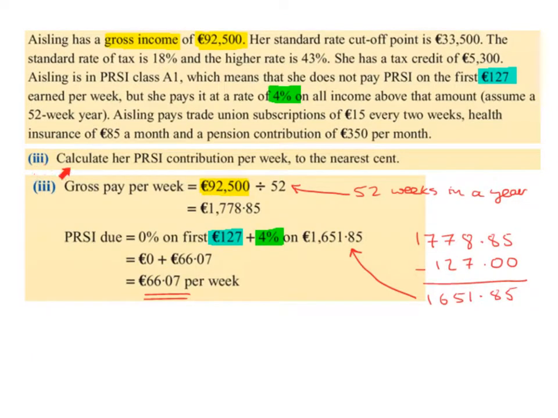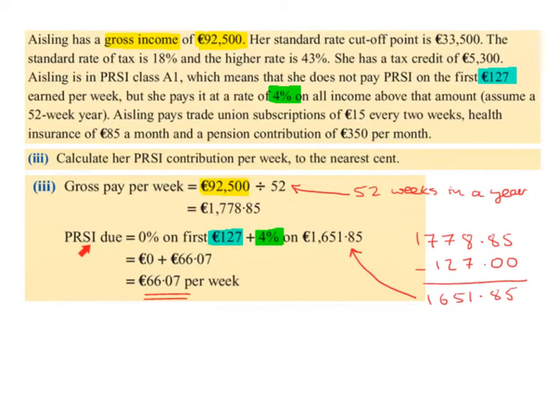Part 3. Calculate her PRSI contribution per week to the nearest cent. So her gross pay per week is €92,500 divided by 52, because there are 52 weeks in a year, which gives us €1,778.85. So that's how much she earns before any deductions, and that's per week.